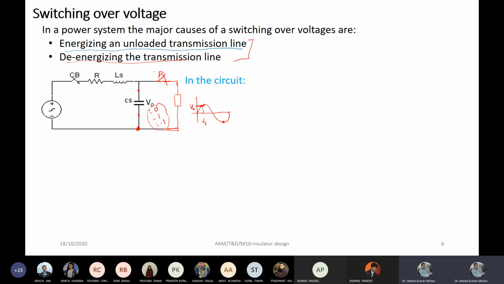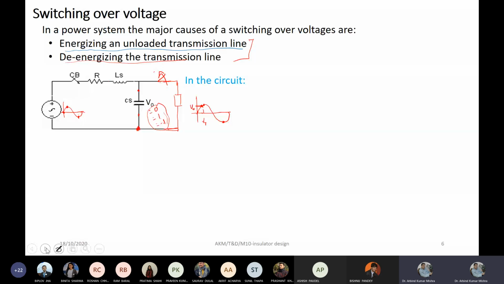Similarly, whenever we energize or de-energize this circuit, we also have a sinusoidal wave. Whether this switching occurs at this instant of time or that instant of time, it will be either 0 or at the peak. If you consider it at minus, it will just reverse. This minus and this plus are the same thing, so it is just either 0 or the peak.